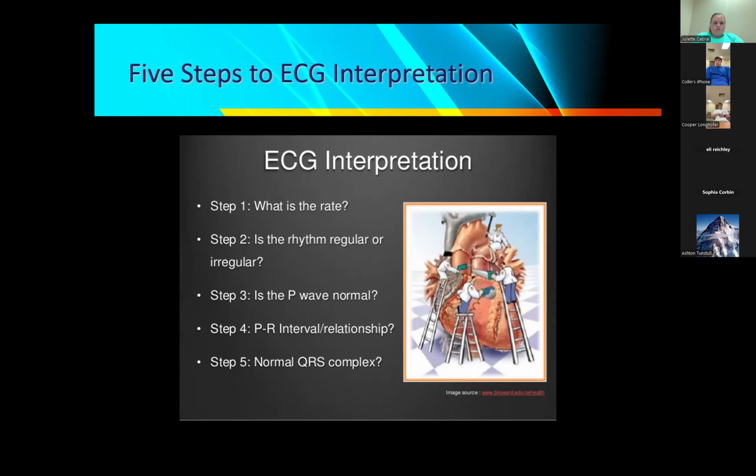Step number 3 is we've got to look at the P wave. In the P wave, Eli, how do we know if the P wave is normal? Would it be that it goes up and down? Yep, it's just simply going to be up above the baseline. Under normal circumstances, it should be rounded, but sometimes it'll be peaked, more like a mountain rather than a hill, but we don't care. As long as it's going up above the baseline, that tells us it's normal.